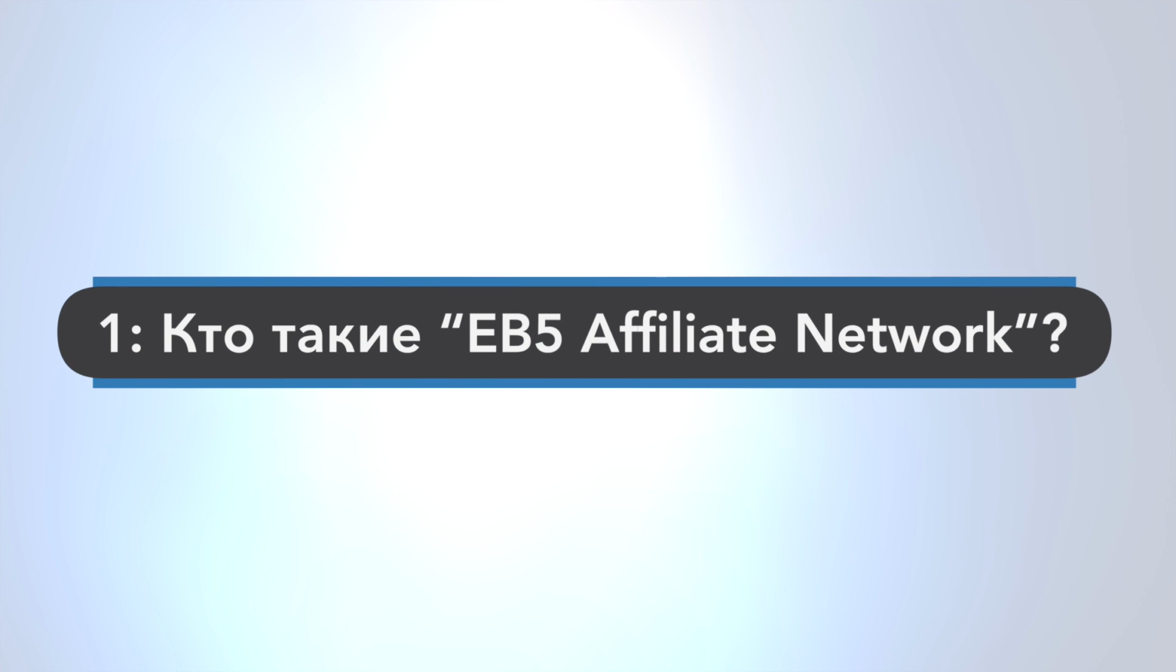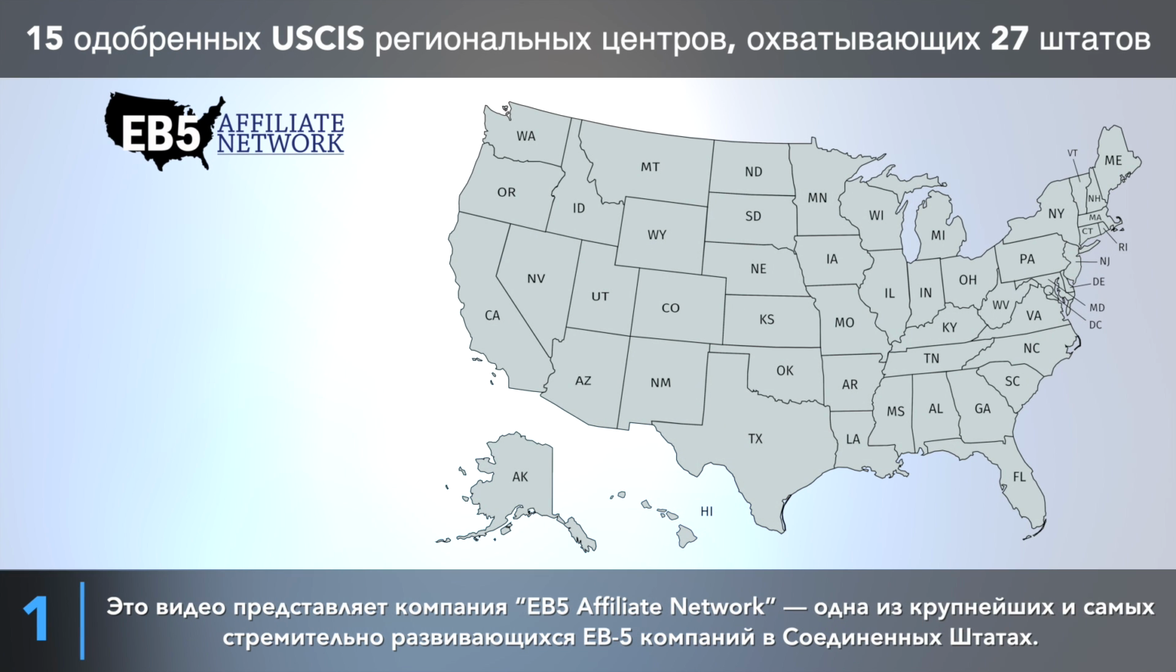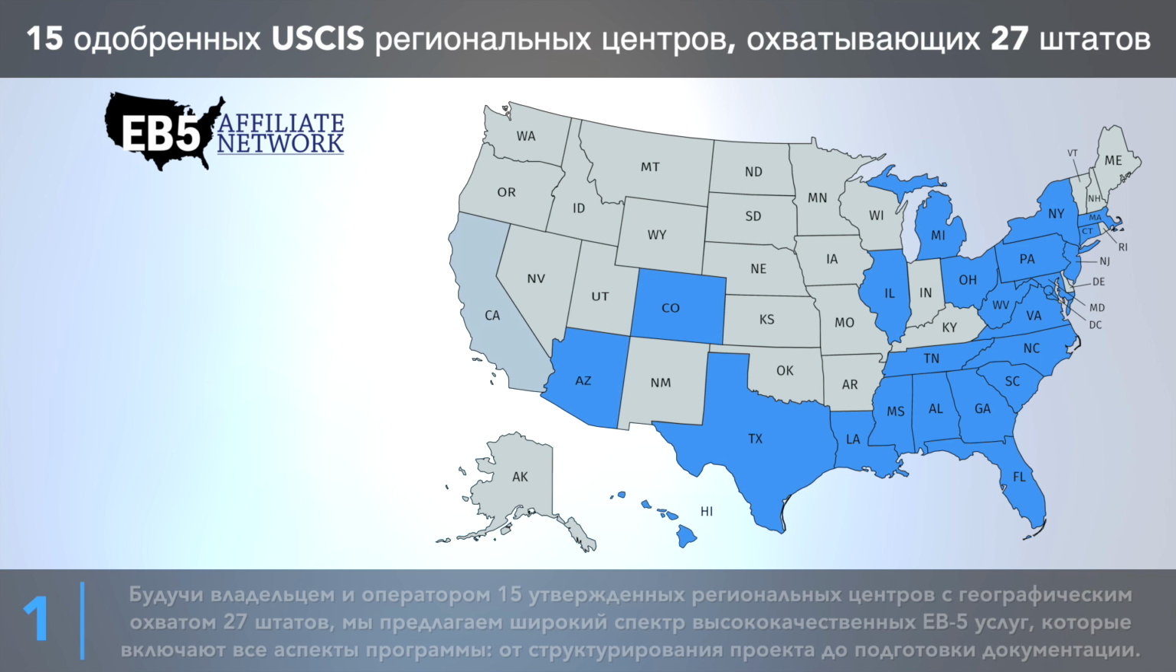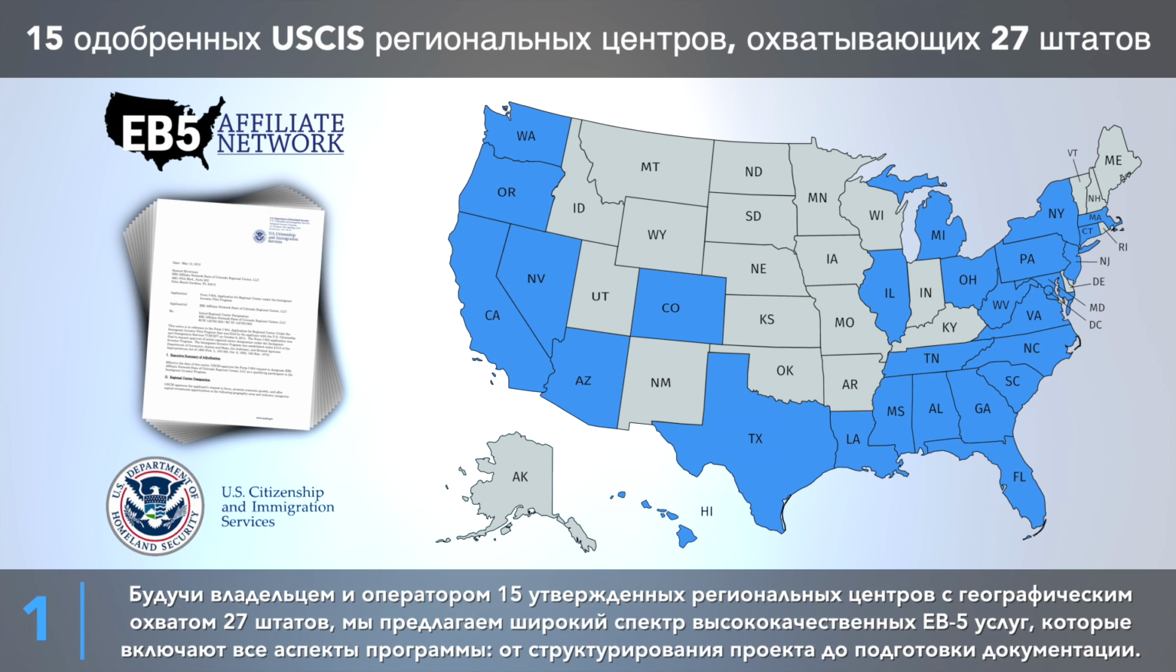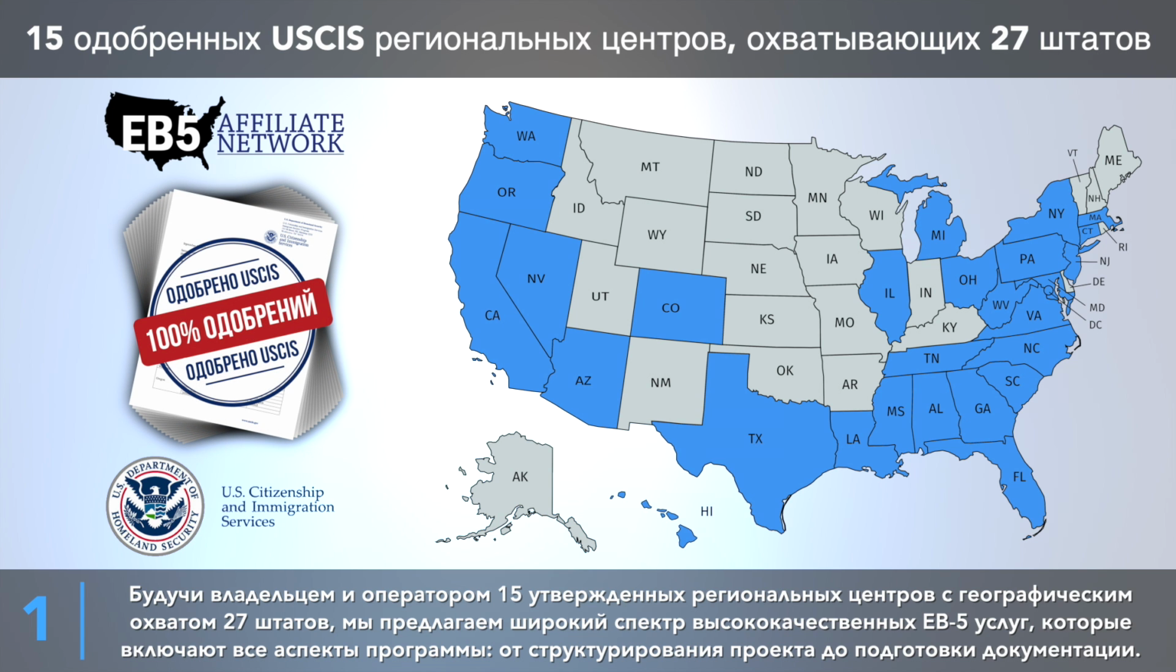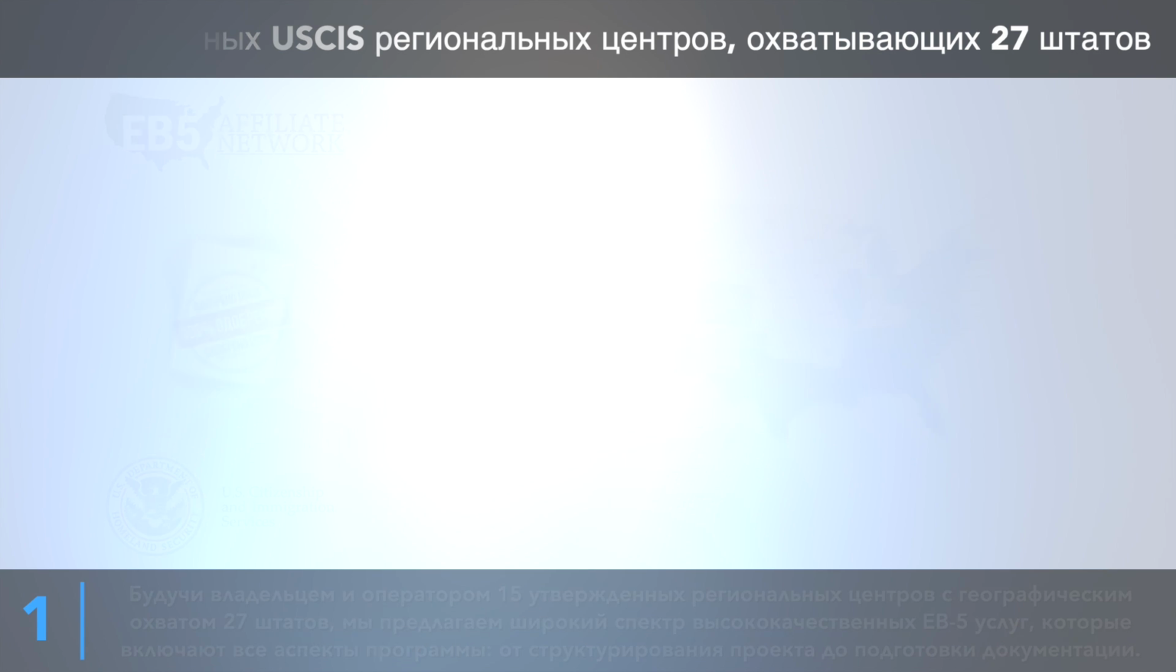1. Who is EB-5 Affiliate Network? This video is presented by EB-5 Affiliate Network, one of the largest, fastest-growing EB-5 companies in the United States. As the owner and operator of 15 approved regional centers with a geographic coverage area of 27 states, we provide best-in-class services across all aspects of the EB-5 program, from project structuring to documentation.